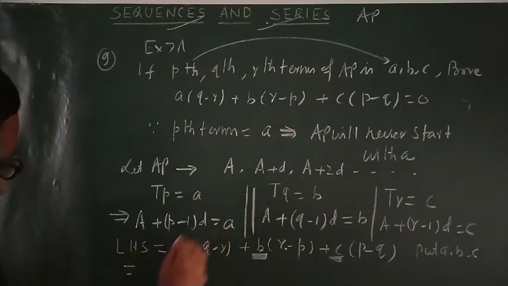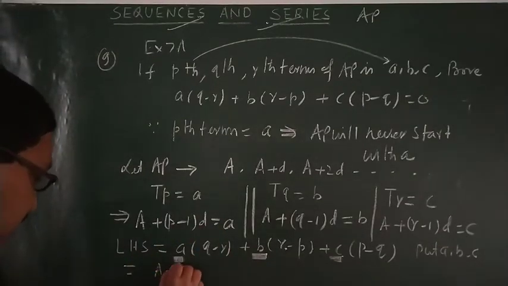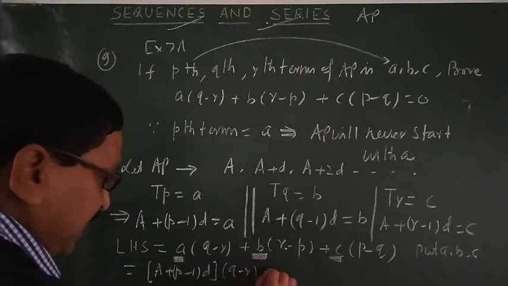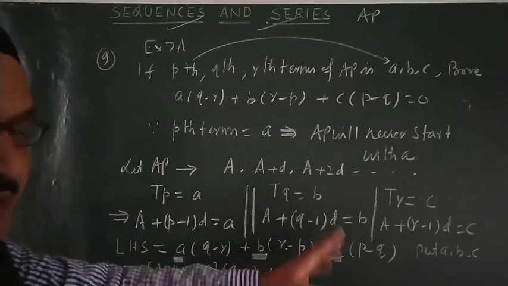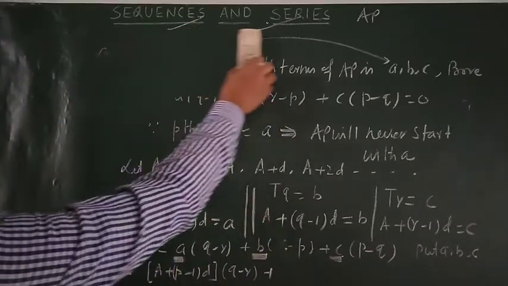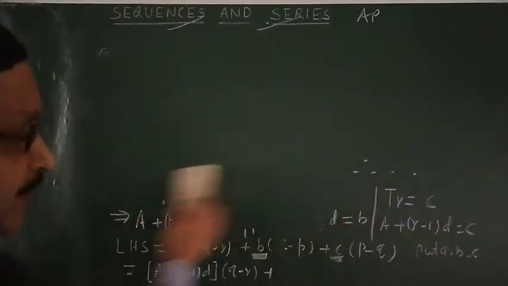A is equal to this much: A plus (P minus 1) D, into (Q minus R), plus... Similarly, put the value of B and simplify this to get RHS 0. No need to discuss this. You may know it from class 10. Simply, I have recalled your previous memory.